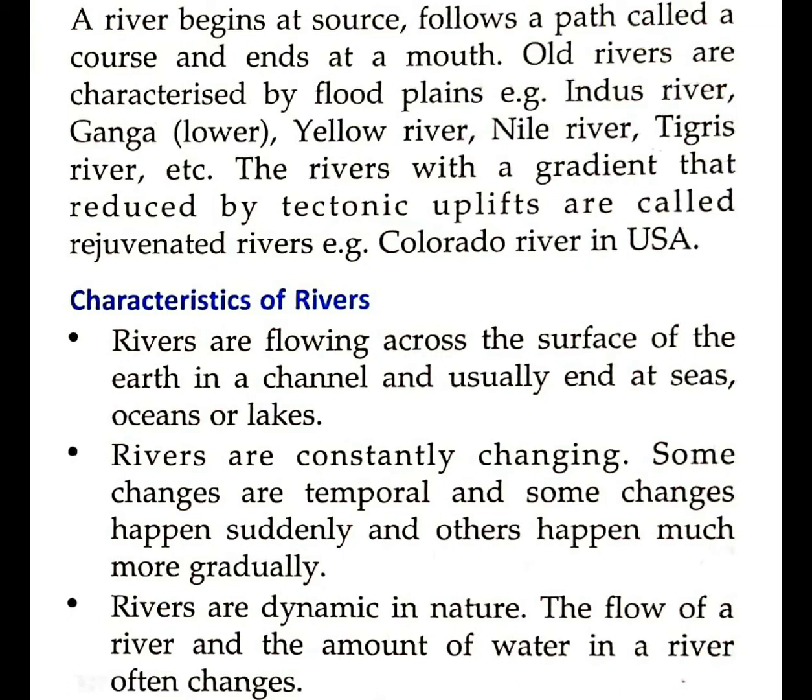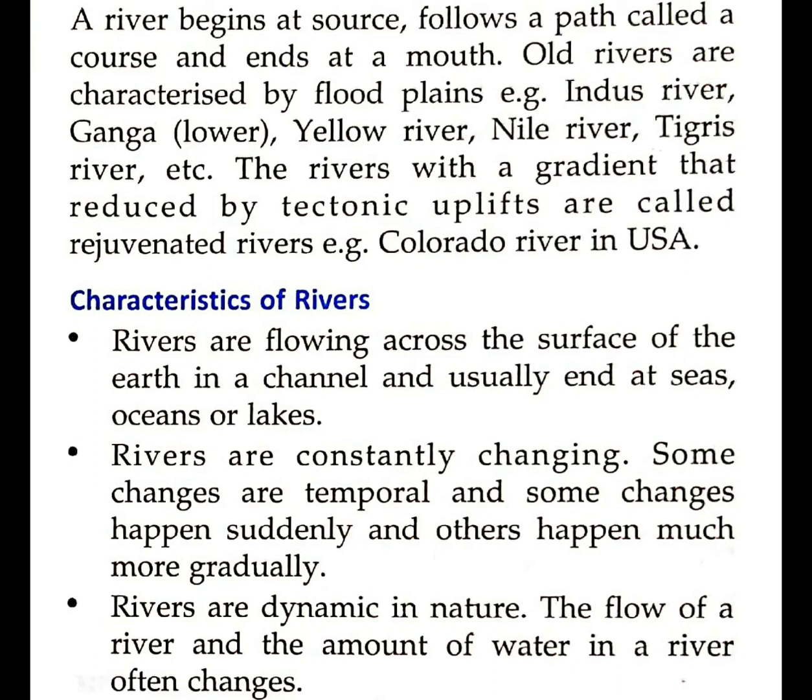Old rivers are characterized by floodplains. Examples: the Indus River, the lower Ganga, the Yellow River, the Nile River, the Tigris River, etc. Rivers with a gradient that is reduced by tectonic uplift are called rejuvenated rivers. Example: the Colorado River in the USA.